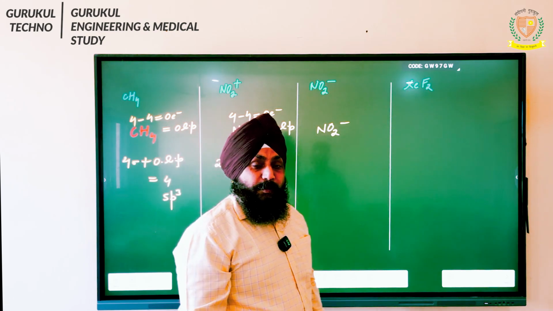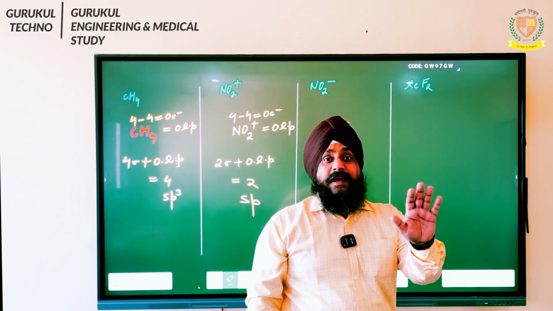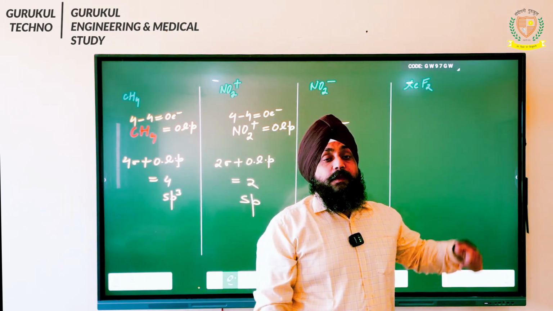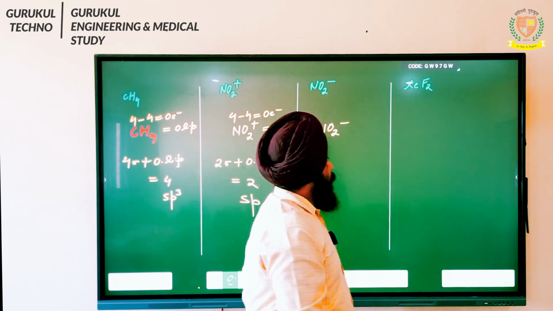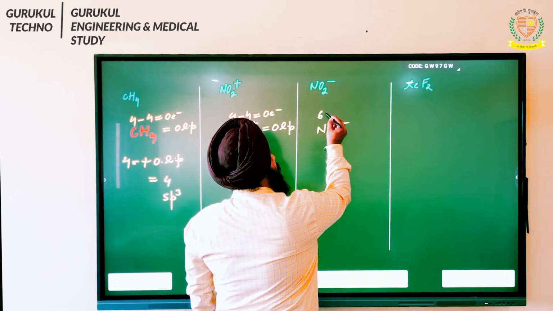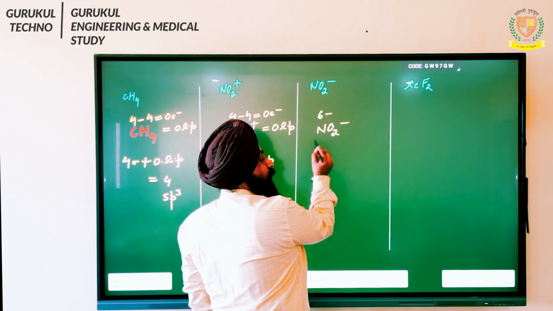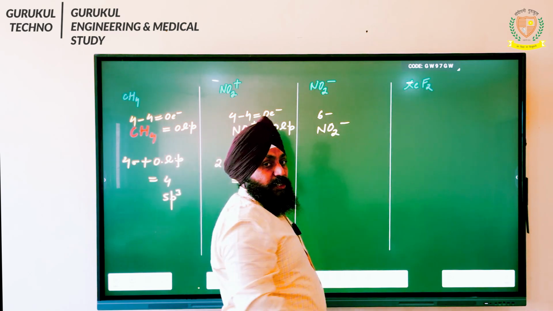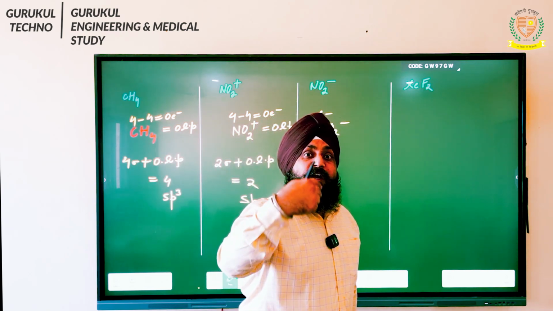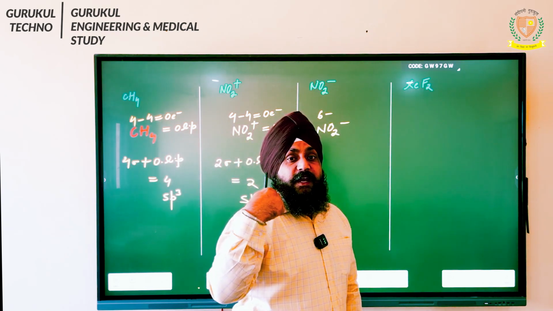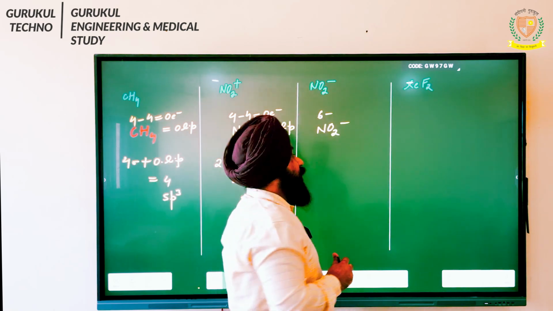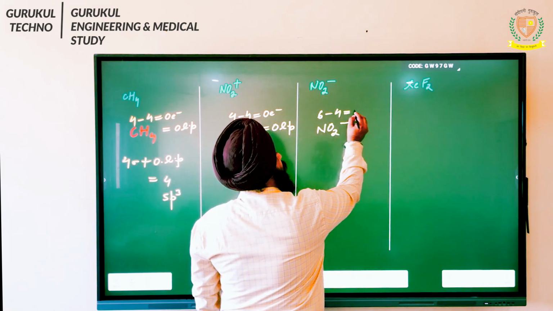Students, NO2 minus में हम क्या करेंगे, 5+1 कर देंगे. क्यों? क्योंकि यहाँ पर एक नेगेटिव चार्ज है. तो ये हो जाएगा 6 minus 4 we will do. Why 4? Because 1 oxygen will share 2 electron. So there are 2 oxygen. So we will say 2 into 2 is going to be 4. So here it is 4. So answer will be what?